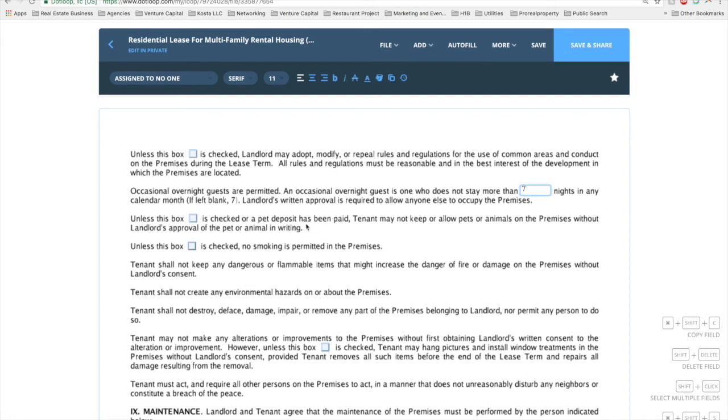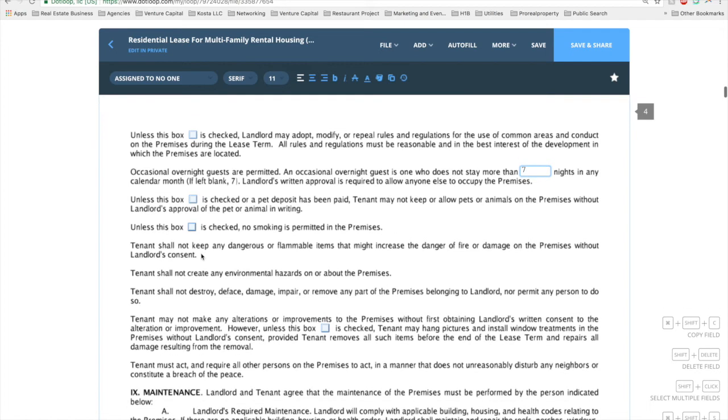So landlord is not allowing pets at the premises at all, so we don't have to check, and the pet deposit has not been paid. Unless this box is checked, no smoking is permitted in the premises. Yes, absolutely no smoking on premises, and this was also stated in the contract to lease.